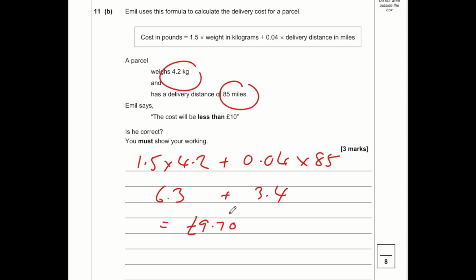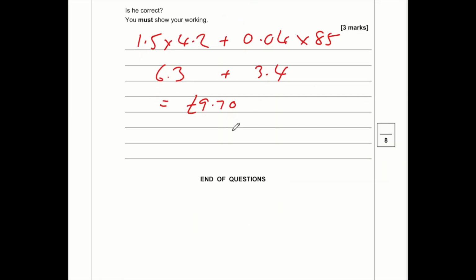Emil says the costs will be less than £10, so yeah, Emil is correct. And that is the end of this assessment.